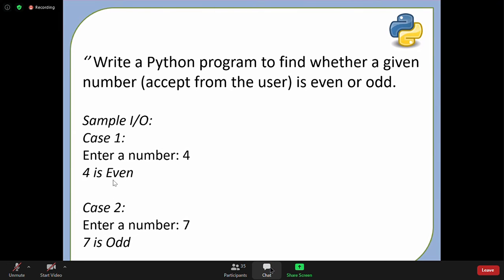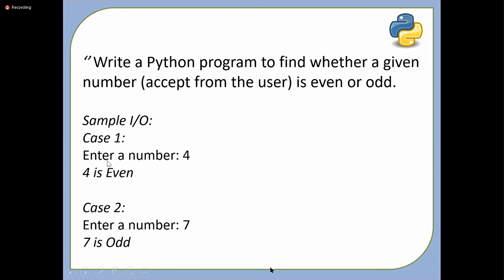So there can be multiple test cases. The first test case says that if you enter a number like 4, your program should print that 4 is even. If you enter a number as 7, then your program should say the number is odd. Is this question clear?